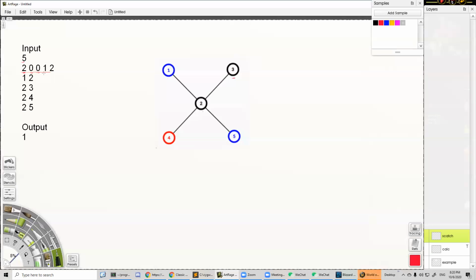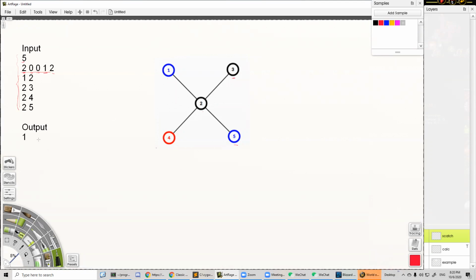The third node doesn't have any color, so it's 0. The fourth node is color 1, which is red, and the fifth is blue, right? And then the following lines describe the edges. So the first edge connects these two nodes. The second edge connects these two nodes. So all in all, this describes this tree here.